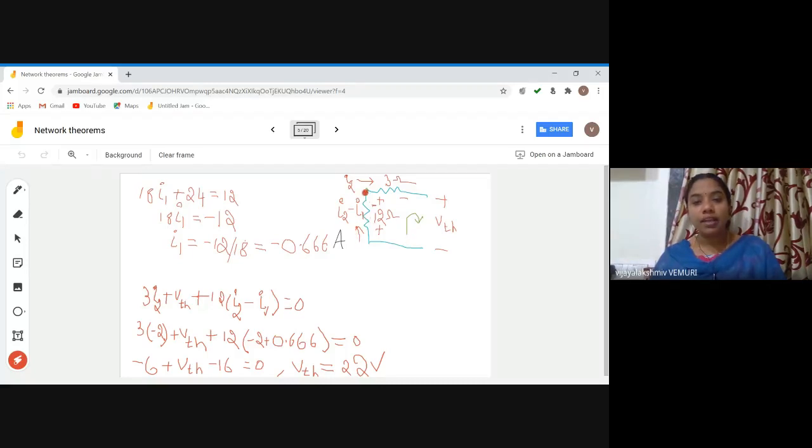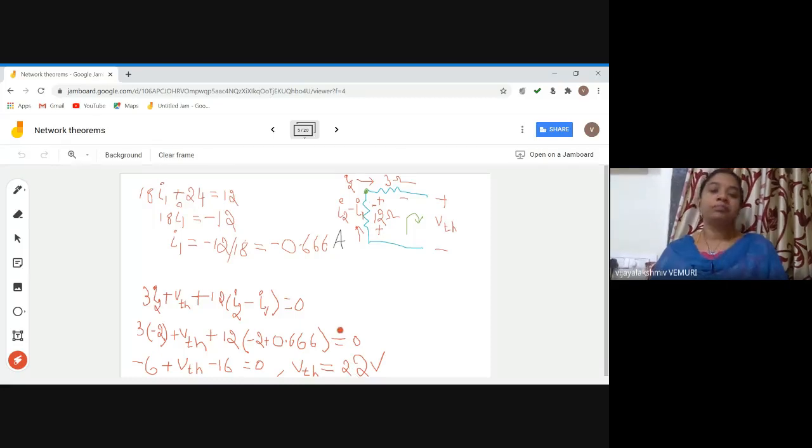Now start applying KVL to this path, which consists of 12, 3 and VTH. I start here, plus 3 into I2, because the current flowing through this is I2. Next, go like this, plus VTH. Now come like this, plus 12 into I2 minus I1. That is what is written here. You just substitute the values of I1, I2 here. After substituting, we got VTH equal to 22 volts.